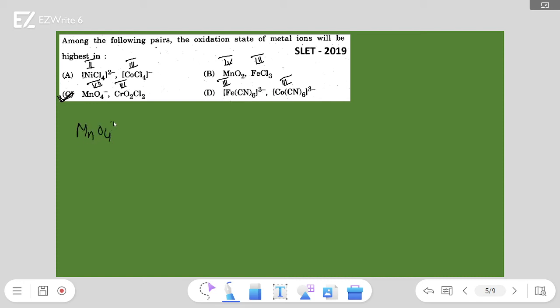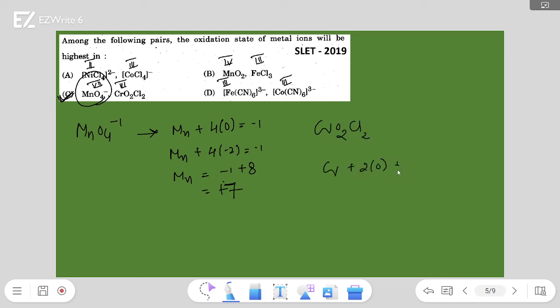If I say MnO4 minus 1, my dear friends, Mn plus 4 times oxygen is equal to minus 1. Mn plus 4 times minus 2 is equal to minus 1. Mn is equal to minus 1 plus 8, which is plus 7. So this is correct. CrO2Cl2: chromium plus 2 times oxygen plus 2 times chlorine. Chromium plus 2 times minus 2 plus 2 times minus 1 equals 0. Cr minus 6 equals 0.